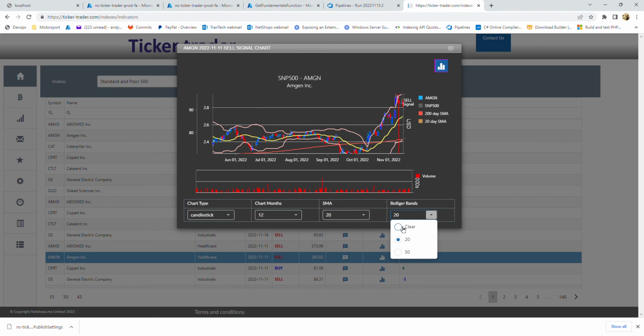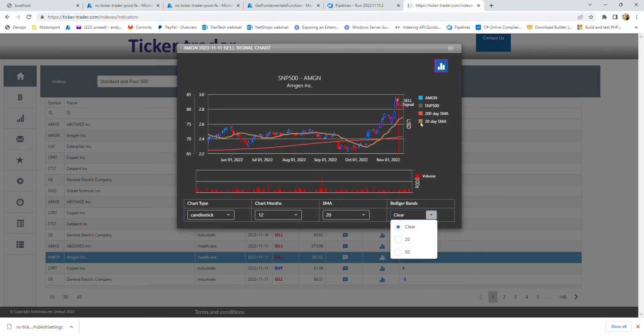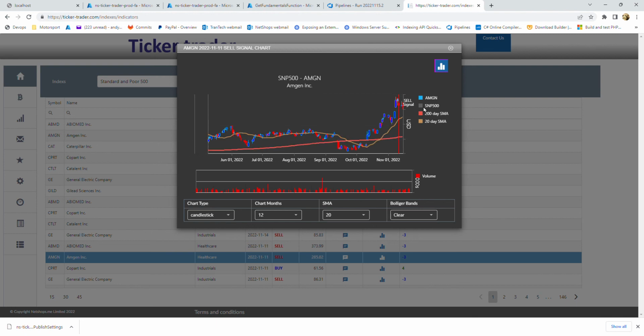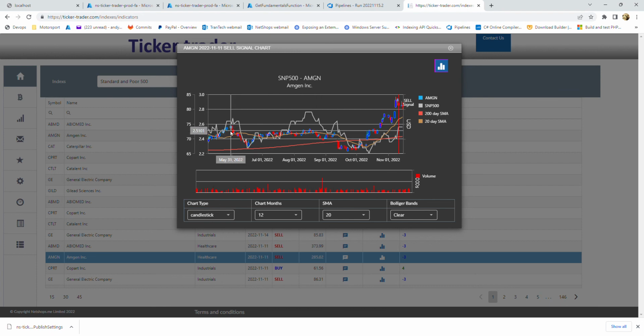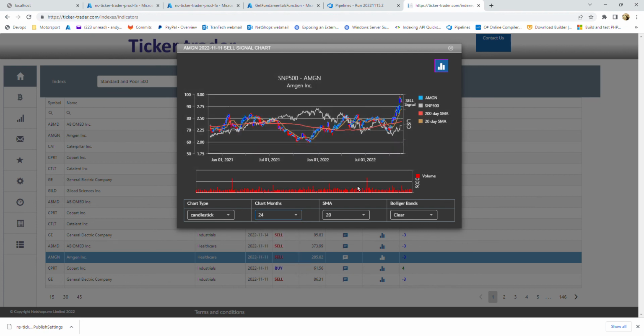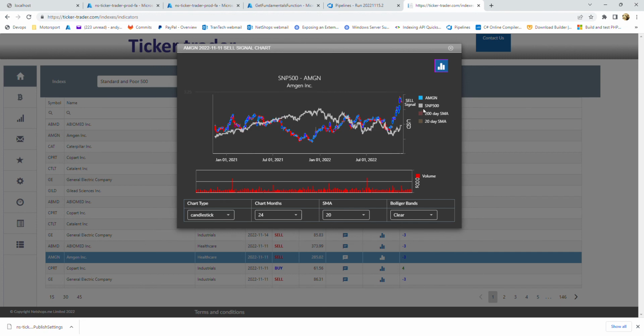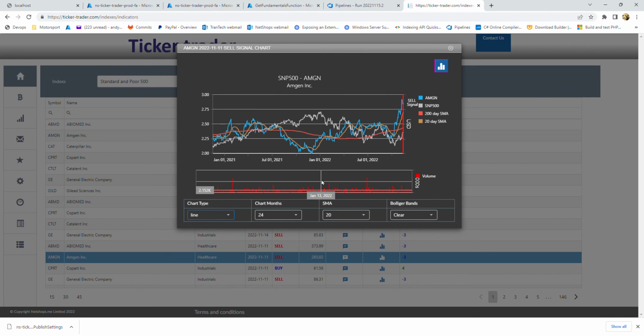So we can clear the Bollinger Bands if we want to, and we can have a better look at the standard deviations, sorry, the simple moving averages. We can have another look at the stock index and what the stock has been doing in relation to the index that it belongs to, which in this case is the S&P 500. And then we can change the chart months 1, 3, 6, 12, 24. And then if we want to, we can also change that chart to a line chart.